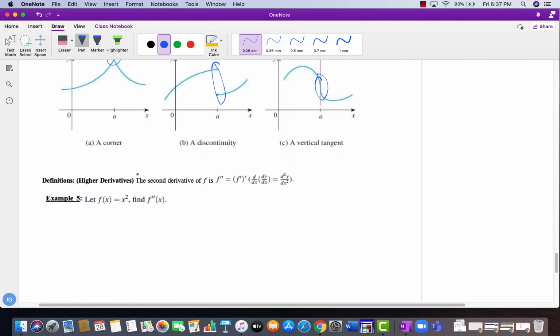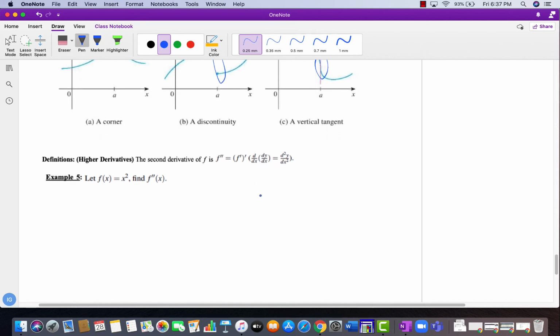Alright, definition, higher derivatives. The second derivative is denoted with the 2 little lines here, and is the derivative of the derivative. And these are just different notations of how to define the second derivative, okay? But basically, you cannot take the second derivative if you don't take the first derivative. So in order to take the second one, you have to find the first one first. And by the way, we can have the first derivative, the second derivative, the third derivative, and so on. But you have to do it in order, okay?